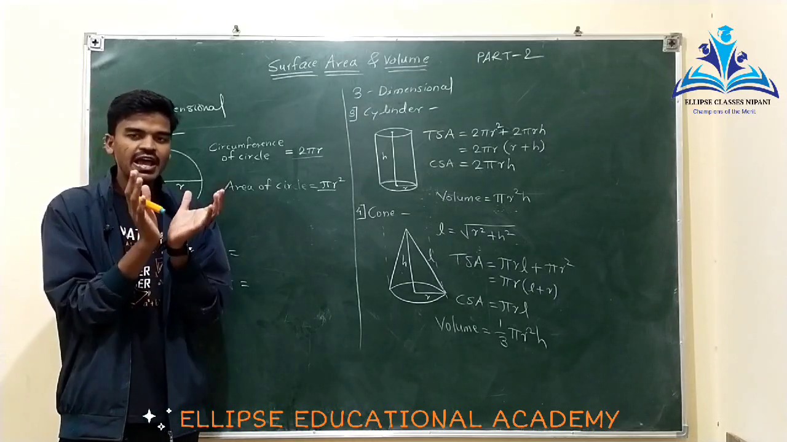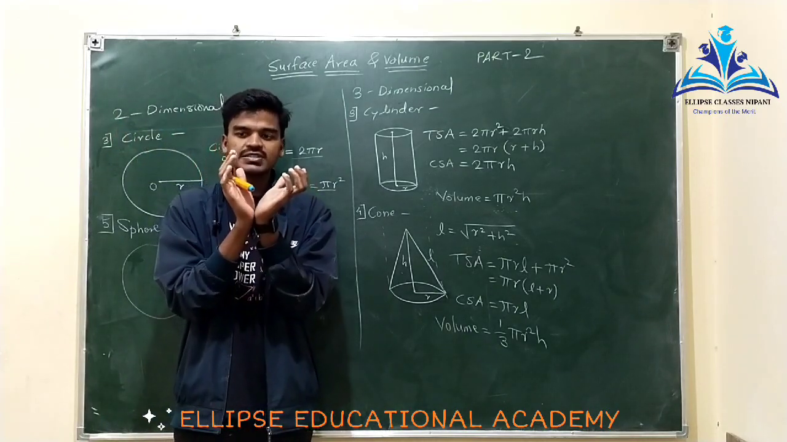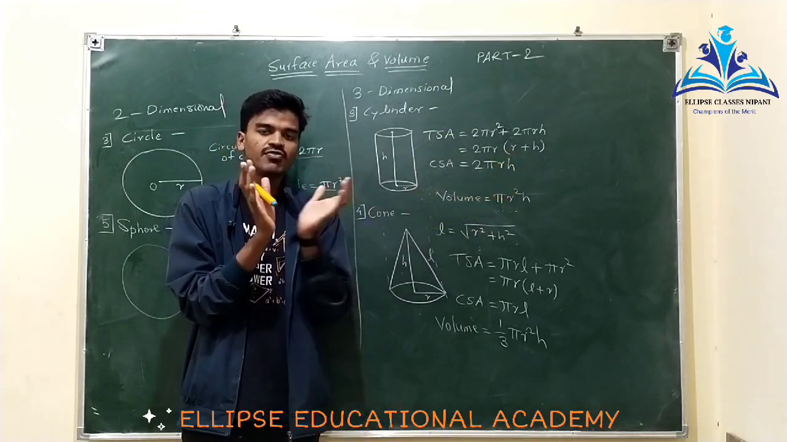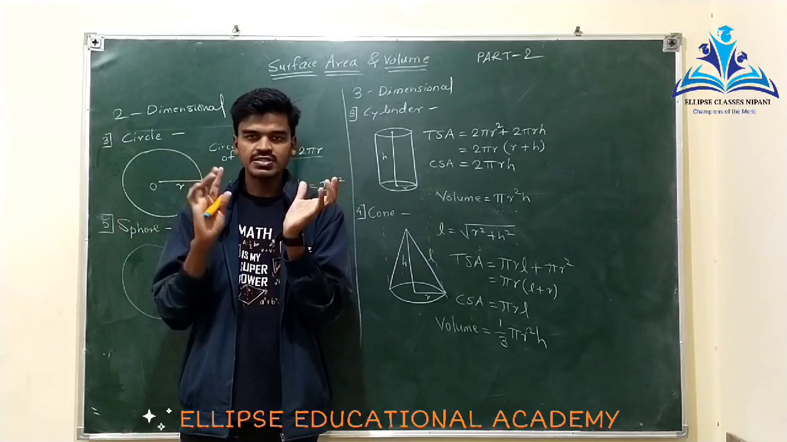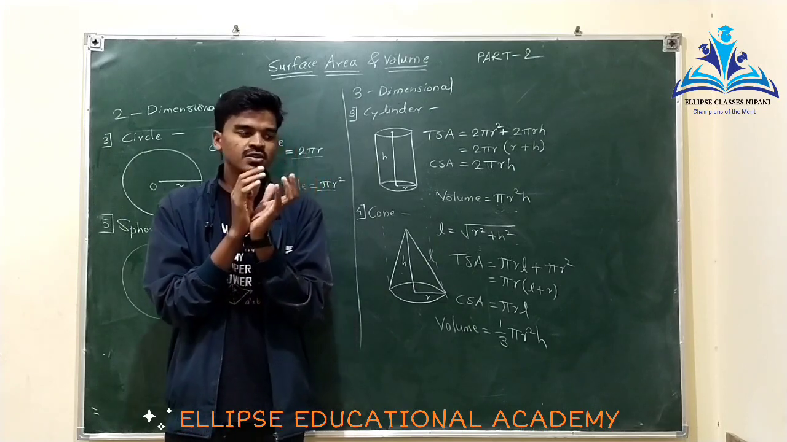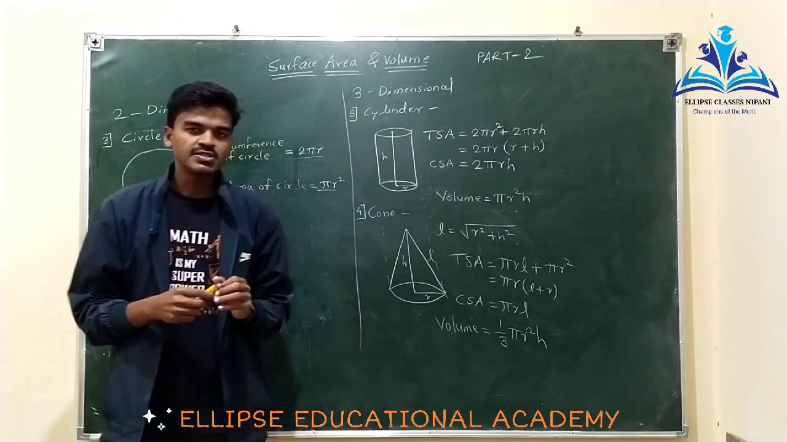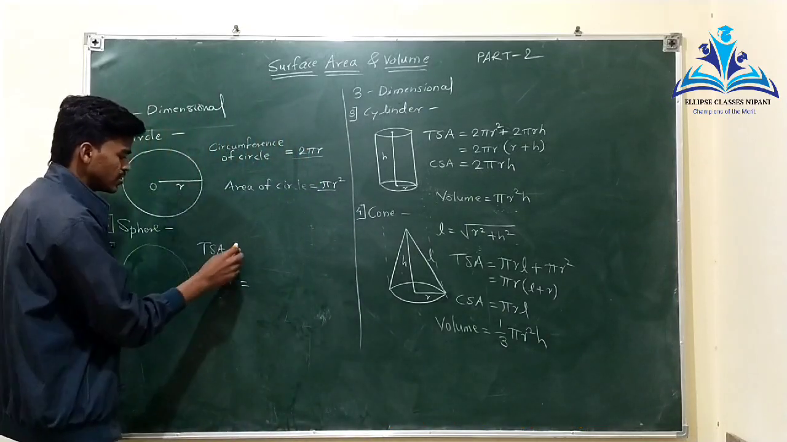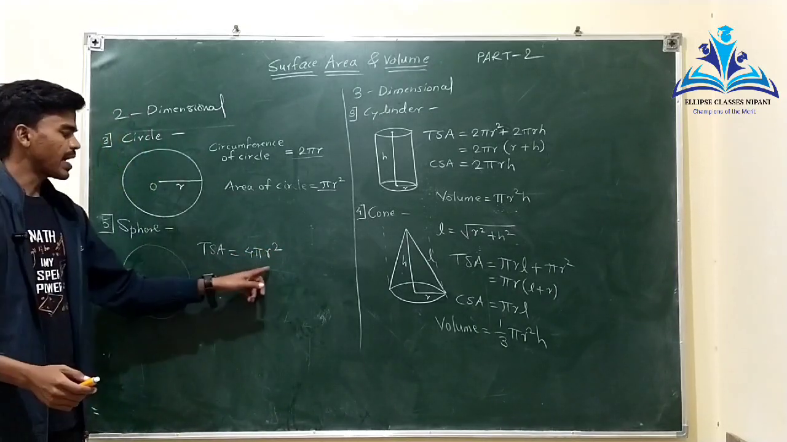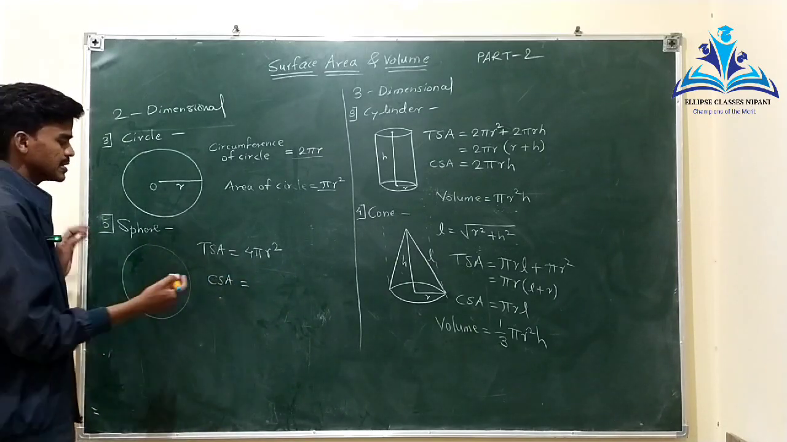If we consider that in my hand there is a football, from the front side you will see one circle. Whenever we see this football from this side we will see one circle, from this side one circle, and from behind, that means my side, one circle. That means there are 4 circles we can see in the sphere. Is it clear? That means the area of the sphere is equal to 4 pi r square. 4 pi r square is the area or surface area of the sphere.